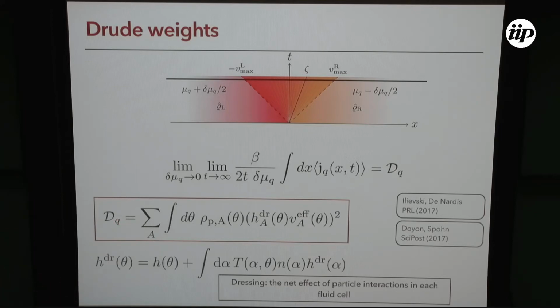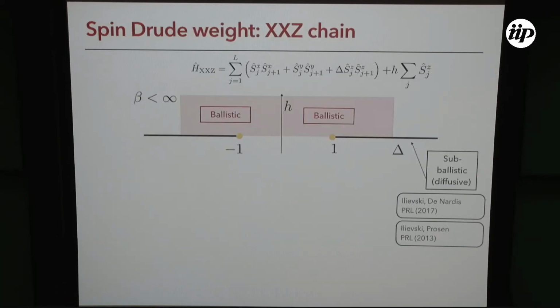So some people already computed it in the 90s, like Professor Zotos, for some systems like spin chains. But now this formula is very easy. You can use it in different settings. For example, in this model, the XXZ chain, which is somehow the simplest interacting spin chain you can think of, just a model of spin hopping with interaction given by delta.